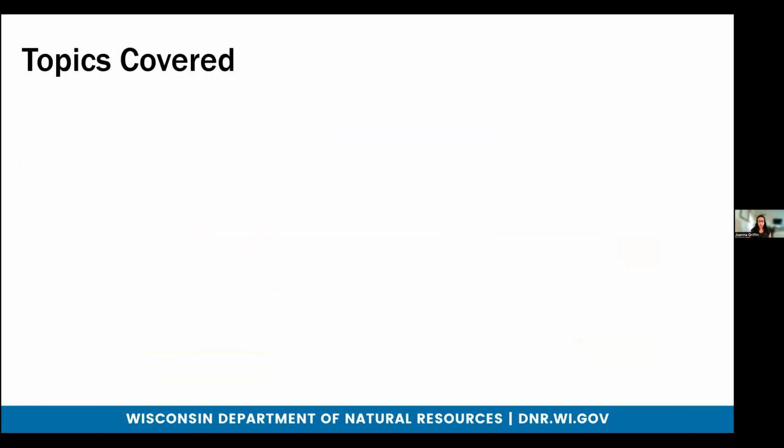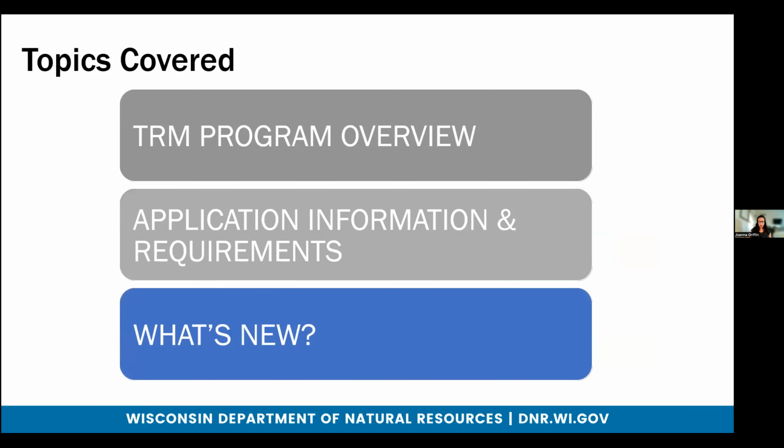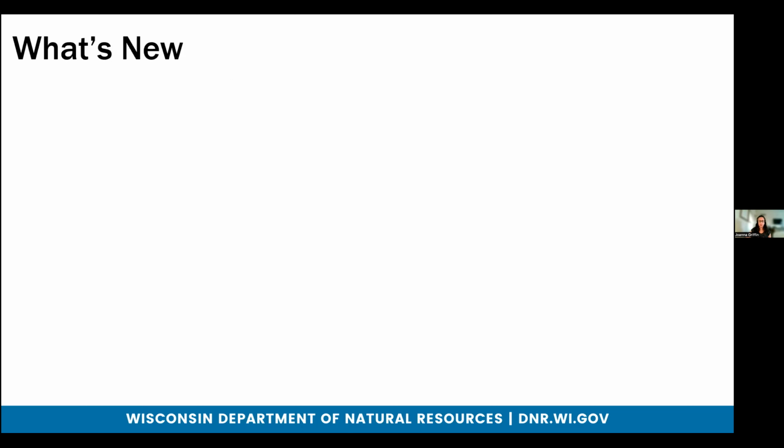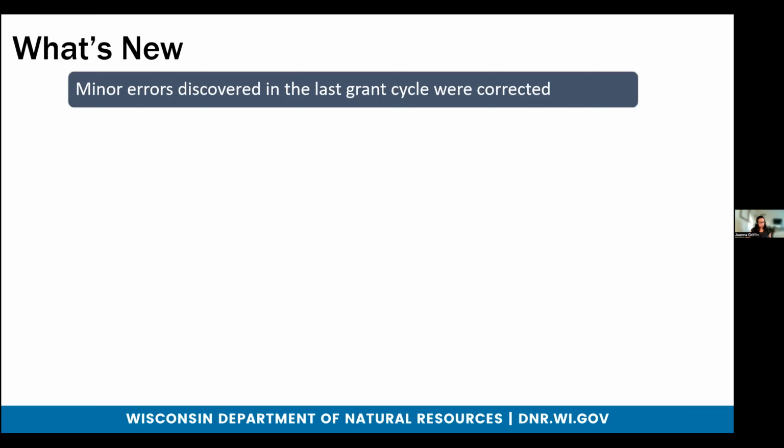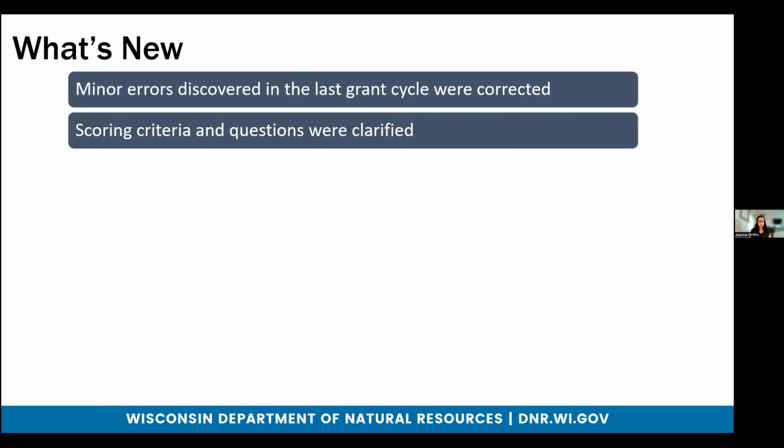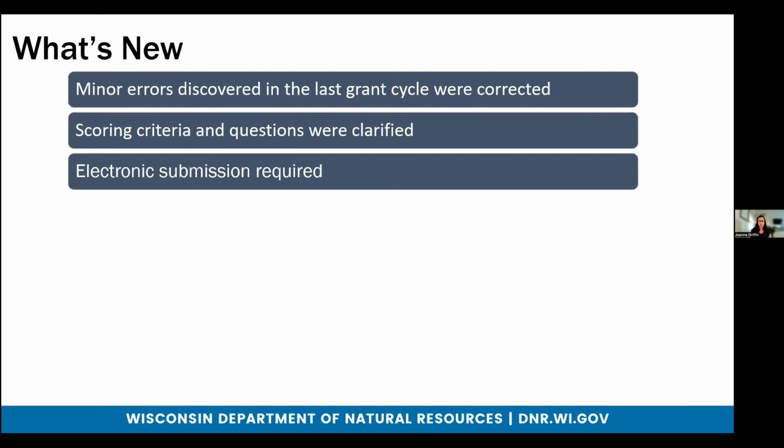All right. So now I'm going to talk about what is new and how the applications have changed since last year. So we fixed any minor errors that we discovered in the last grant cycle. We try every year to clarify scoring criteria and questions. We also added to the assembling and submitting your applications section. We are requiring electronic submission, and there are instructions in the application on how to do that.